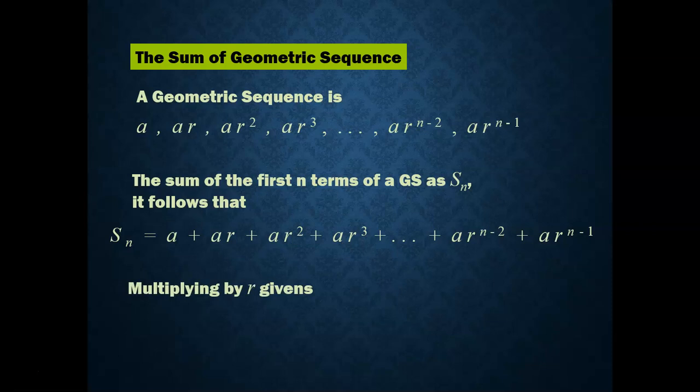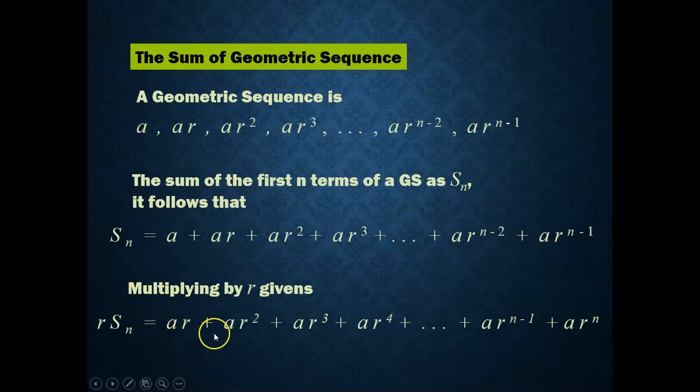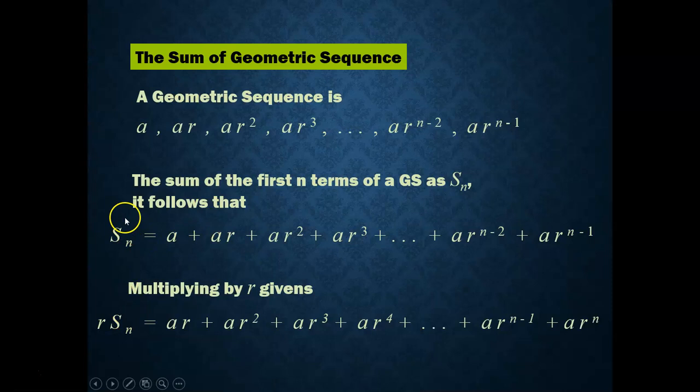Okay, we're going to be multiplying it by R, and it is given that R Sn would equal AR plus AR squared plus AR cubed plus AR4, so on and so forth, up until ARn. Because we've multiplied by one more R, it goes from n minus 1 to AR power n. Okay, moving on. We're going to subtract Sn minus R Sn, these two equations that we found before. So let's do that.